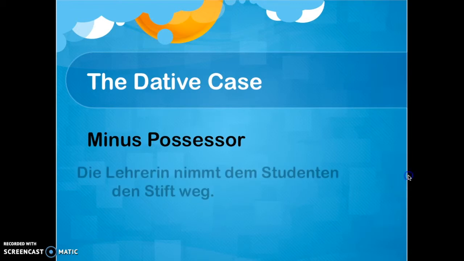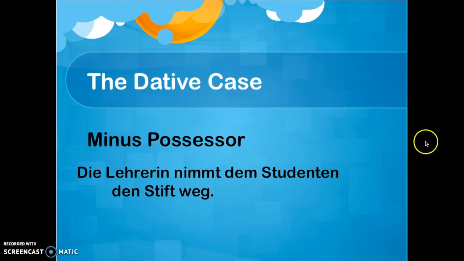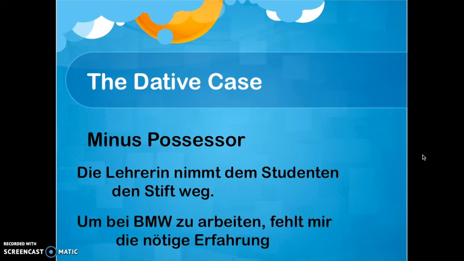So in this role, the dative participant either loses control of a possession or a lack of possession is pointed out. So in this sentence, the student loses control of the direct object, or the pen, that they originally possessed. And in this example, the participant lacked the direct object in the first place, which is the necessary experience.